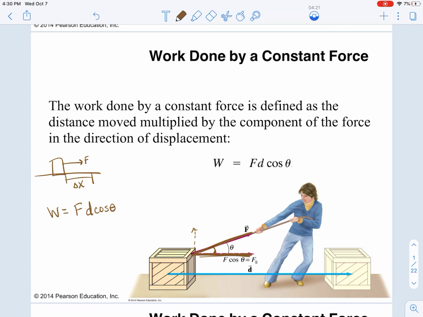So one way you could say the woman is more efficient if she were to pull perfectly horizontally, like our first illustration. In the other illustration, she is not using all of her force. She's only using the adjacent component, or the parallel component, in order to do the work.